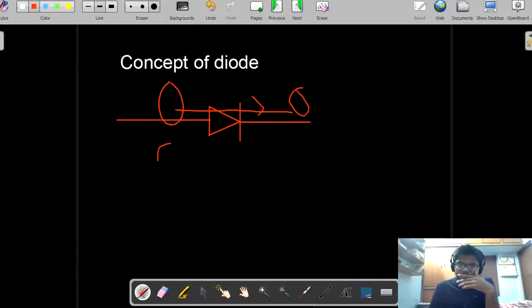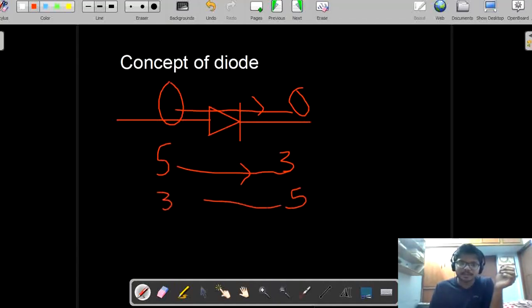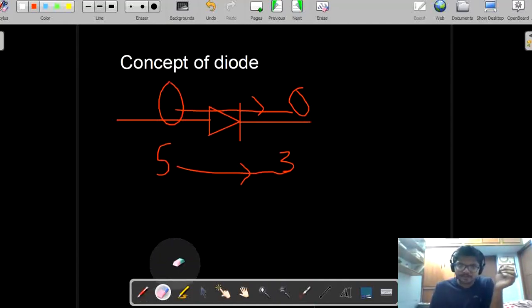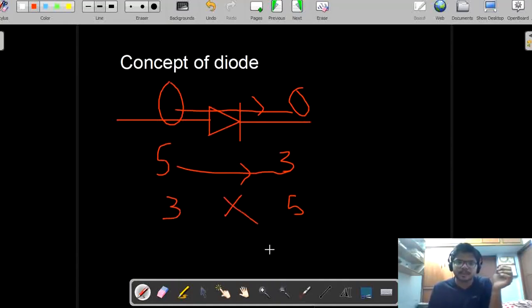Suppose I have applied 5 here and 3 here. Anode is greater than cathode, so current will flow. Suppose here 5, here 3, where anode is less than cathode. Will current flow? Yes, this is a reverse bias current. But when we talk about ideal diodes, if my cathode voltage is greater than anode, there is no flow of current. This is the concept of an ideal diode. Hope you understand the concept of a diode.